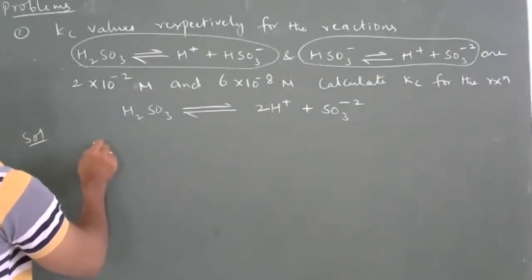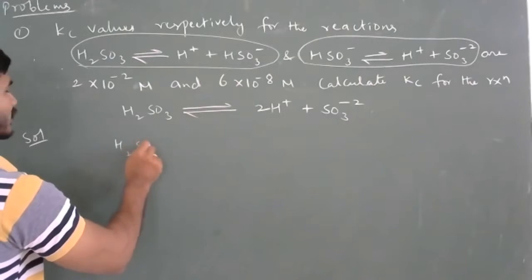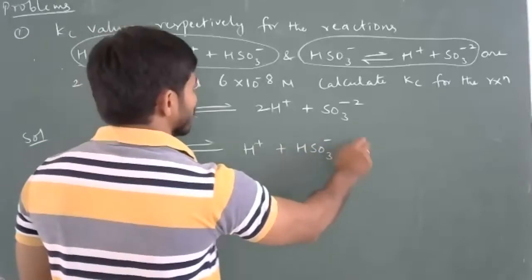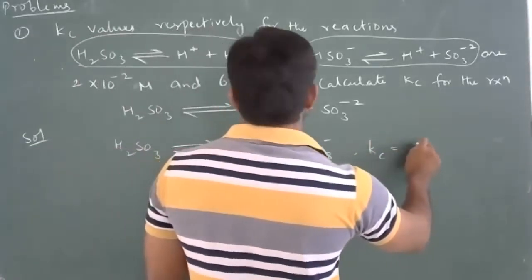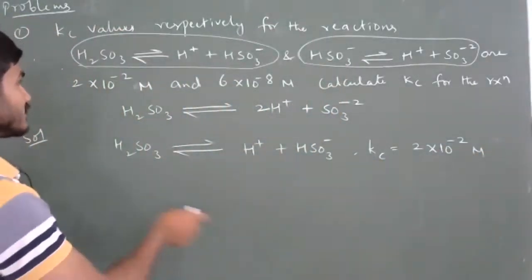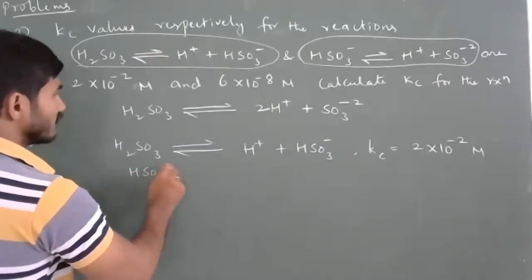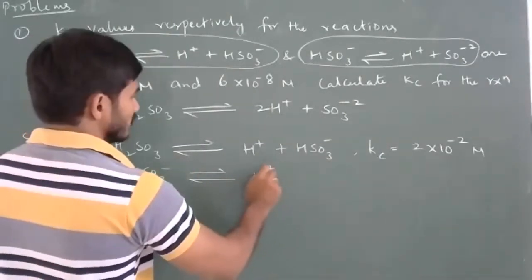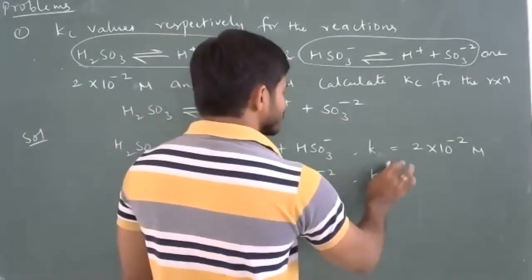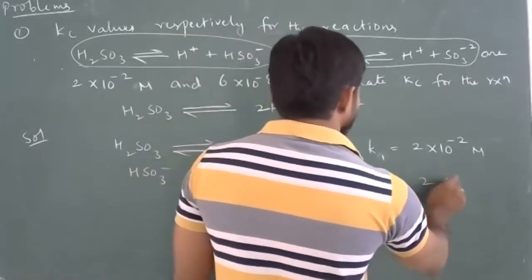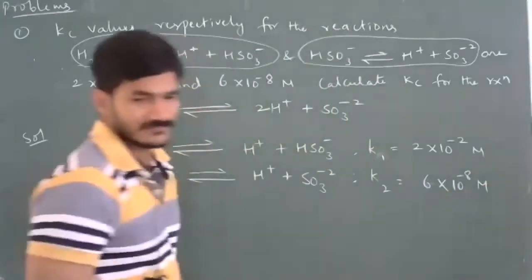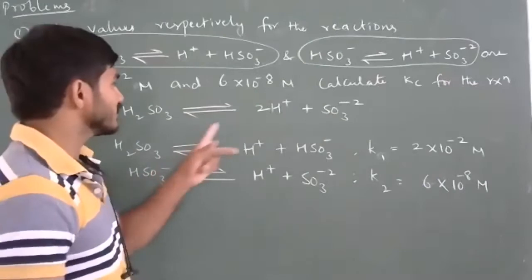Okay, you see. So first, given equations are H2SO3 gives rise to H plus HSO3 minus. For this, Kc is 2 into 10 power minus 2 M. Second equation is HSO3 minus gives rise to H plus SO3 minus 2. For this, let us take K1, this is K2, and 6 into 10 power minus 8 M. Okay. So by using this equation, how do we get this equation?